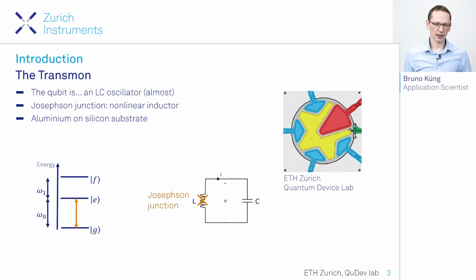inductor. And while a linear LC oscillator would have a quantum state ladder which is equidistantly spaced, here already the transition from the second to third excited state, or first to second excited state, is strongly detuned from the transition from ground to excited state. So by controlling this system with a single drive tone resonant with the lower transition, you can only access the first lower two levels, and this is a qubit that you can use in quantum computing or other applications.